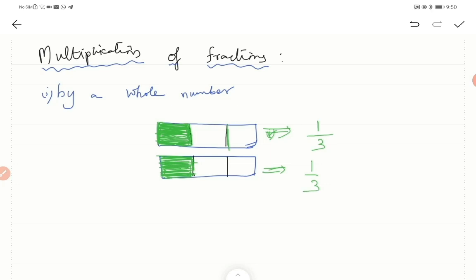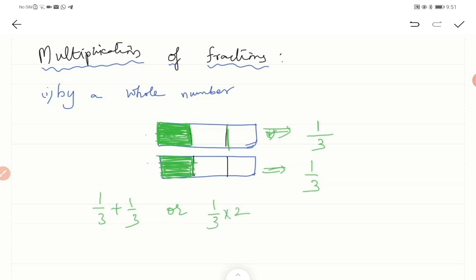Now when you add these two together, how will you add this? You will take 1 by 3 plus 1 by 3, or you can write this as 1 by 3 into 2.